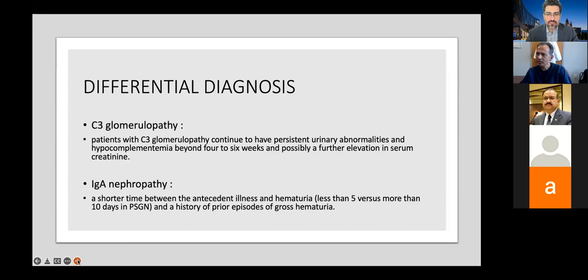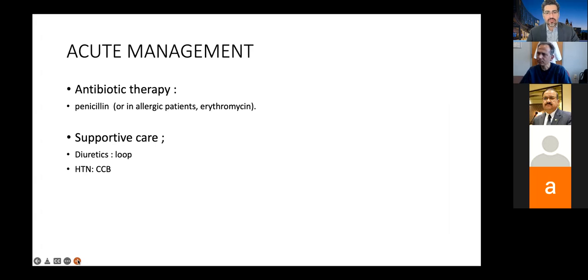As for the next slide, acute management. I don't want to spend much time on it. Typically, it is the antibiotics. If the patient is penicillin sensitive, then penicillin. If penicillin allergic, then erythromycin is given. Otherwise, supportive treatment. If the patient has edema, loop diuretics, and if the patient has hypertension, treat the hypertension. Typically, a calcium channel blocker or other available blood pressure medication.